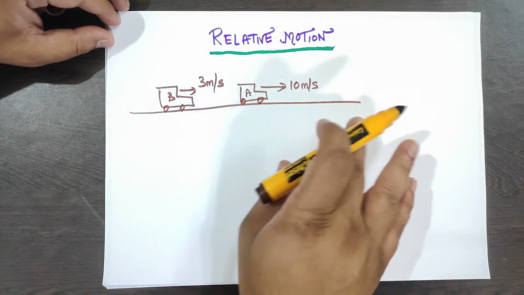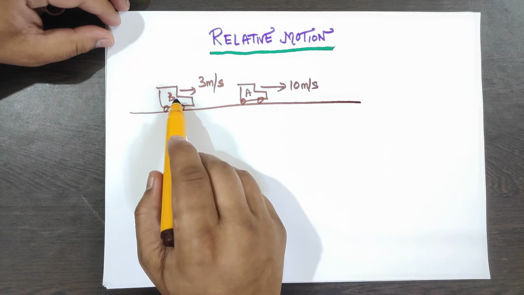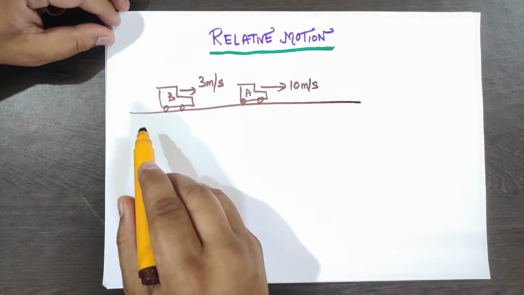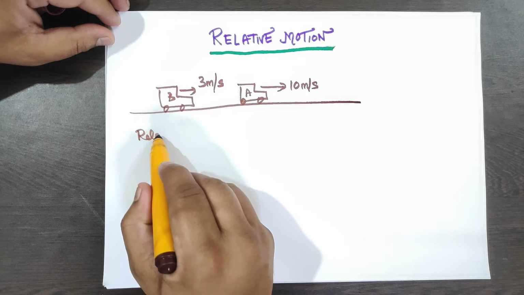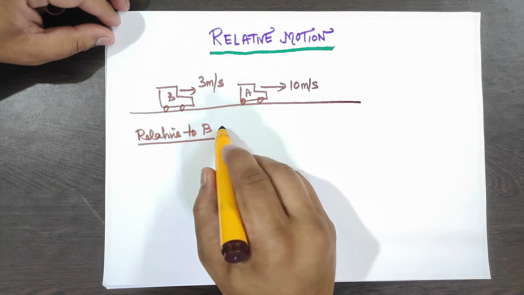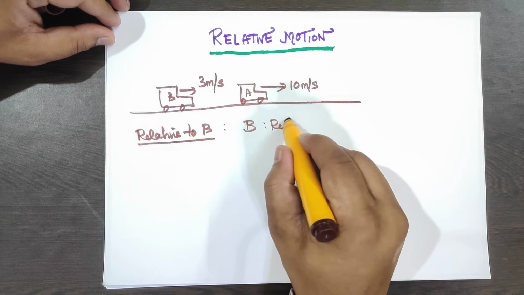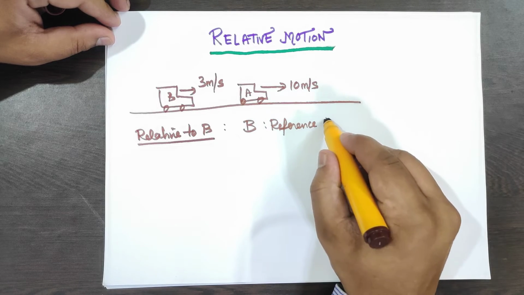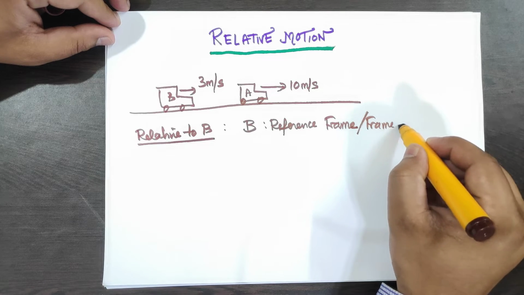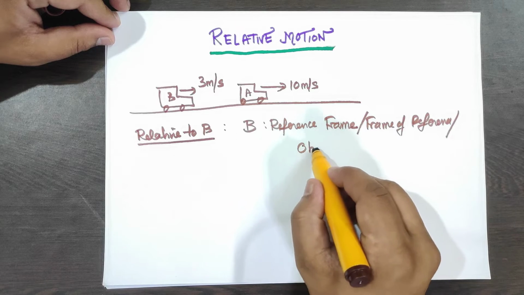With respect to someone standing on the ground, the velocity of car A is 10 meter per second towards the right, and the velocity of car B is 3 meter per second towards the right also. So relative to A or relative to B, let's see the situation. When I say relative to B, that means B becomes the reference frame, or frame of reference, or the observer.